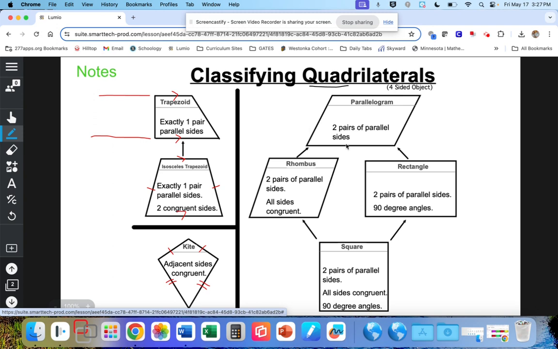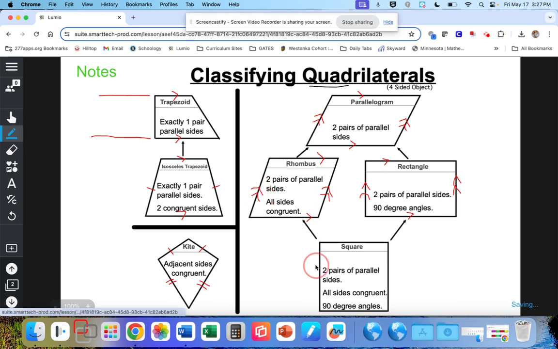A parallelogram has two pairs of parallel sides. So it has the top and bottoms, and we're going to do a double arrow to show those sides. Now, what I want you to notice is that's the first definition in every single one of these items. So they all have the same part of that definition. So everything under a parallelogram is a parallelogram because it has its definition of two pairs of parallel sides.